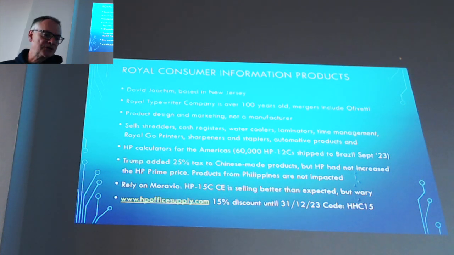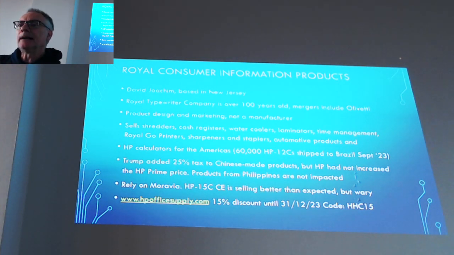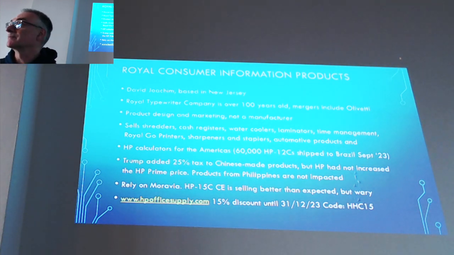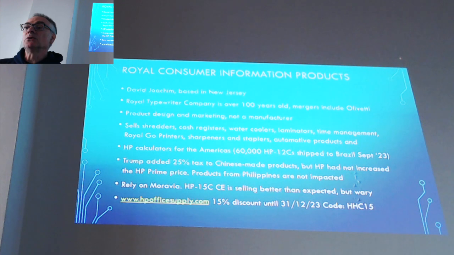Royal Go printers, which are some sort of modern equivalent of the HP IR printer. Sharpeners, staplers, automotive products, and I don't know what my "and" was, I'm sorry about that. They've recently, last month, shipped 60,000 HP 12Cs to Brazil. So they are selling them.